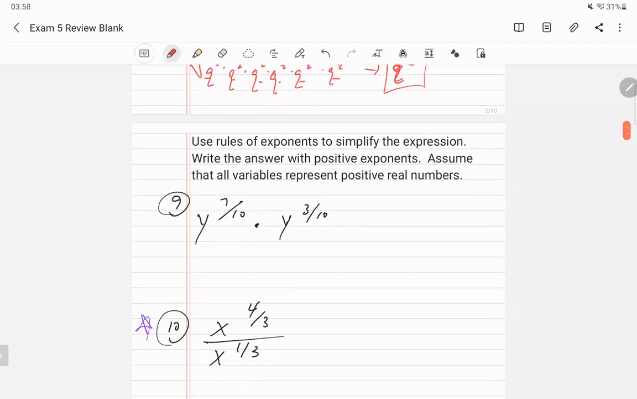Here we're going to be adding because we are multiplying. So that's y to the 7th plus 3. Your LCD is the same, so you don't have to worry about that. You actually end up getting y to the 10 over 10, which is just y.